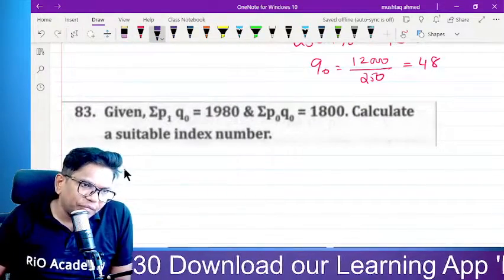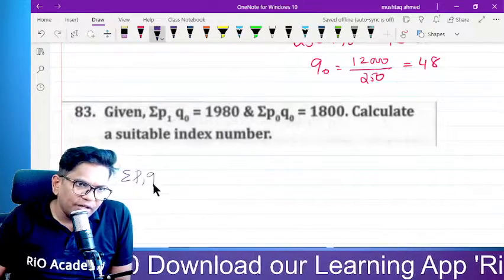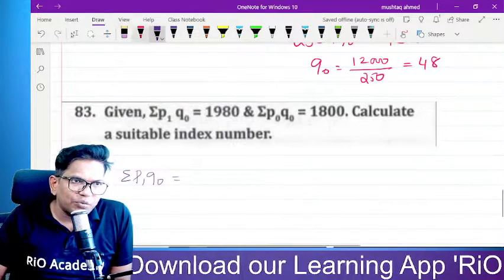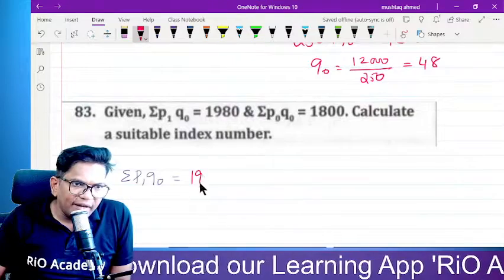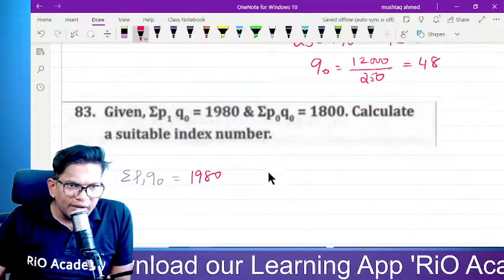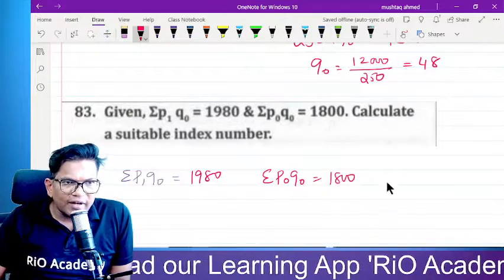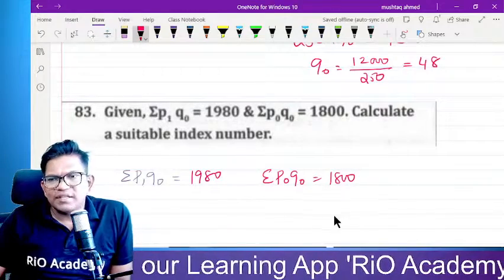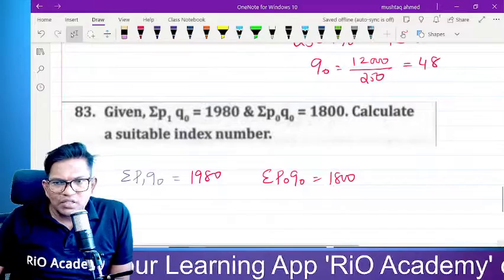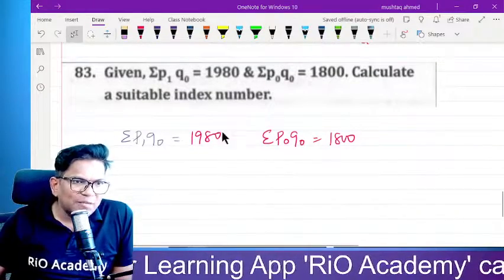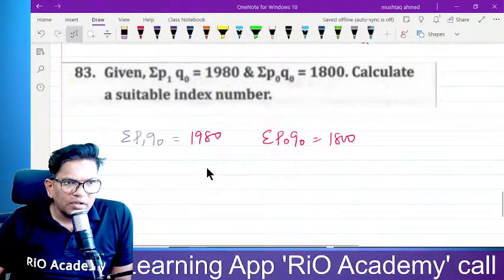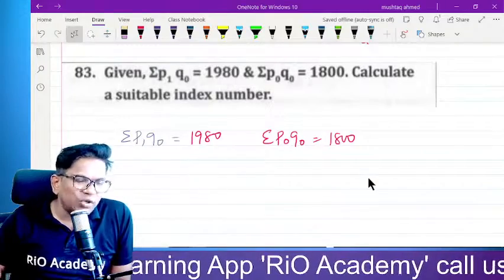What have they given? The summation of P1 Q0 is equal to 1980, and the summation of P0 Q0 is equal to 1800. Calculate the suitable index number, they said. Tell me which is the suitable index number we have here. Laspeyres, right? Laspeyres is very simple.